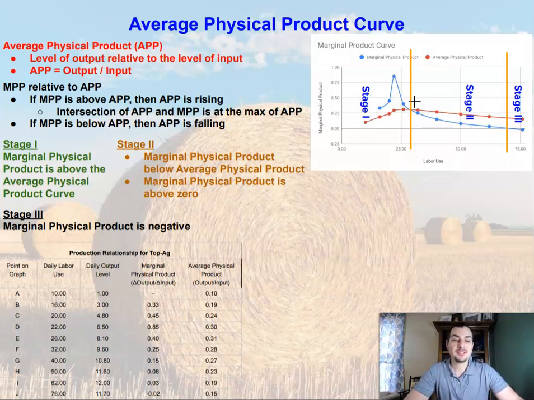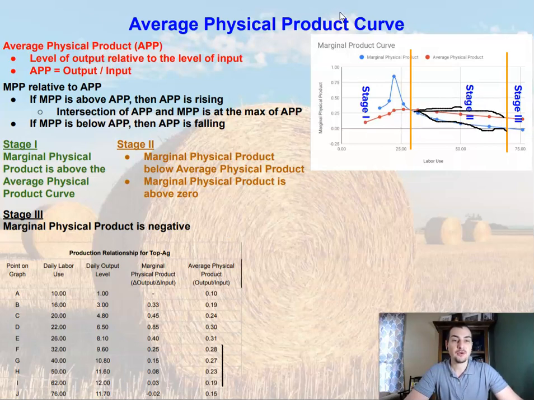Then we get into stage 2. Stage 2 is where marginal physical product is actually below, or less than, the average physical product curve. We can see that the marginal physical product curve is actually below the average physical product curve. So what is that going to do to our efficiency? Well, our efficiency on a per unit basis is beginning to fall. So in stage 2, we're actually losing efficiency.